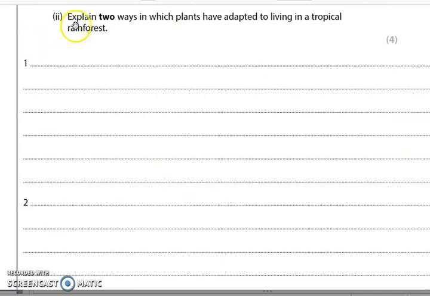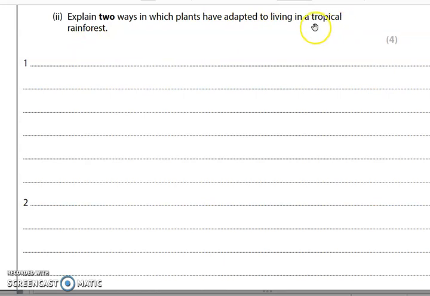So the next question is, explain 2 ways in which plants have adapted to living in a tropical rainforest. Again, the command word is explain. So you've got to extend, give reasons for your answers using words like because, this means that, because this leads to, etc. You've got to give 2 different ways marked here in which plants, so we've got to talk about plants, not animals, and have adapted to living in tropical rainforest.